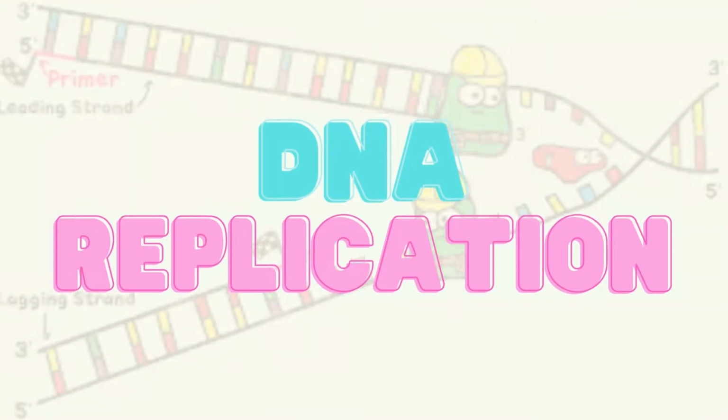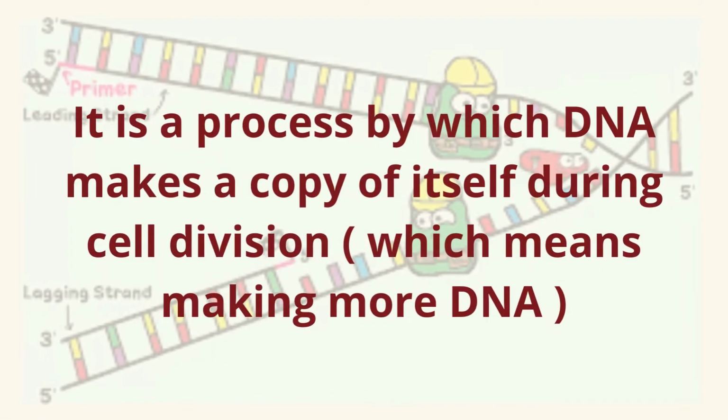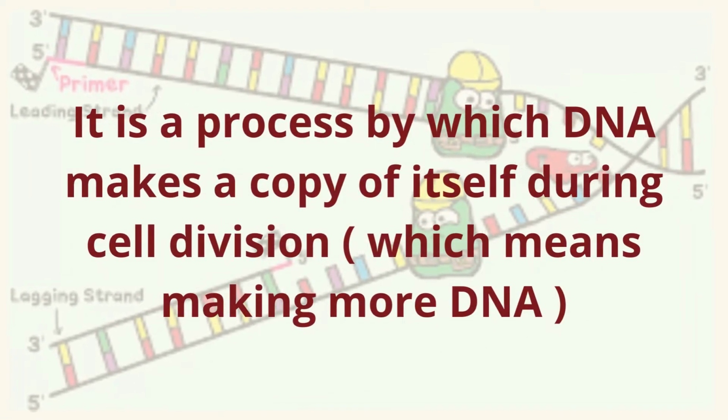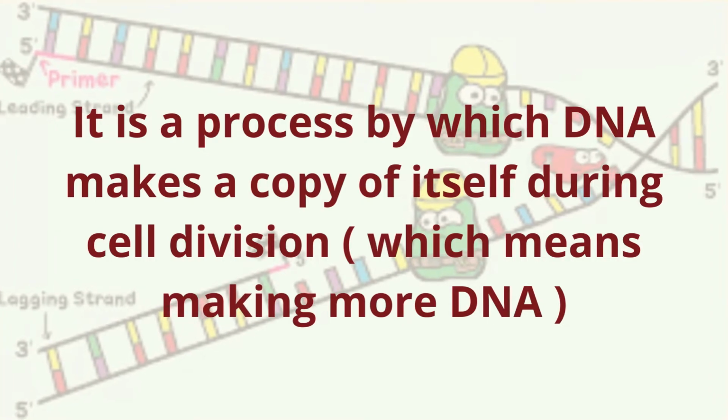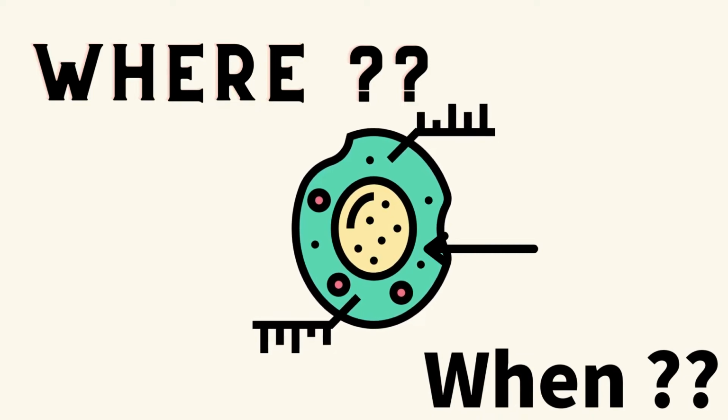So what about DNA replication? It's a process by which DNA makes a copy of itself during cell division, which means making more DNA. First, let's talk about where and when. If it's in a eukaryotic cell, it occurs in the nucleus.